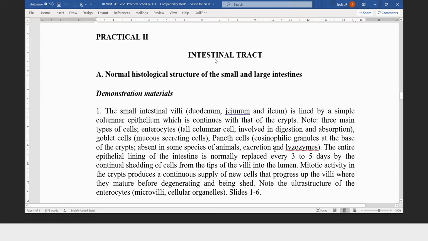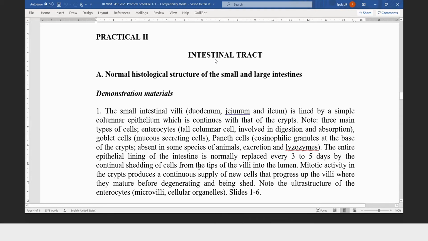And many times I mentioned the entire epithelial lining of the intestine is normally replaced every 3 to 5 days by continuous shedding of the cells from the crypts, moving to the tip of the villi into the lumen. Okay, and mitotic activities are present at the crypts, where they produce a continuous supply of new cells that progress up the villi, where the mature cells, before degeneration and necrosis, are being seen.